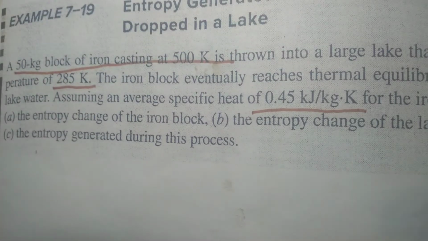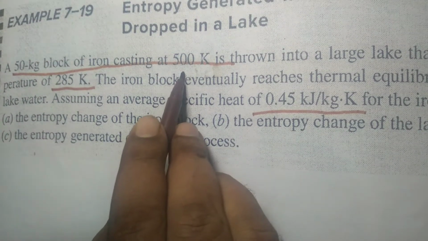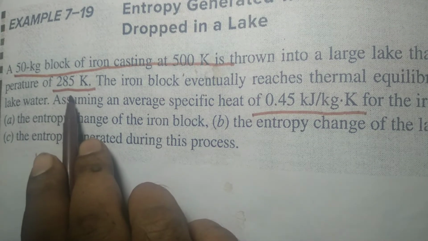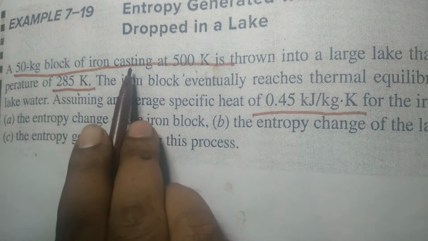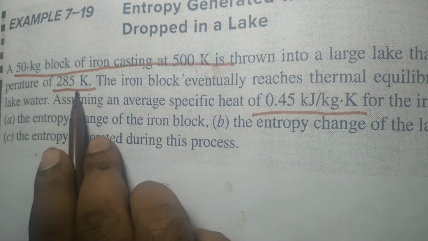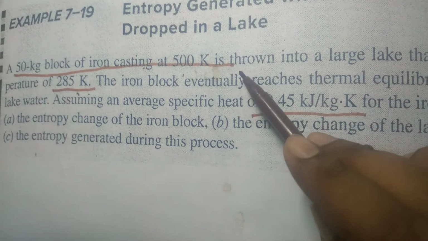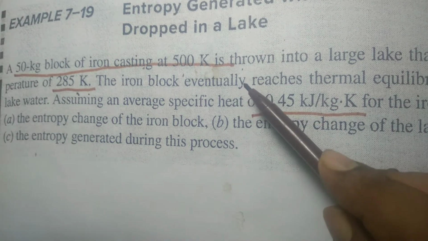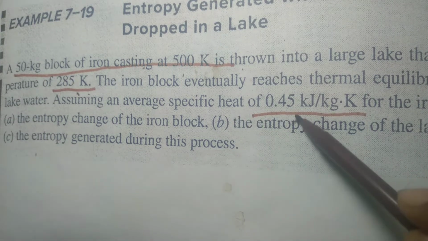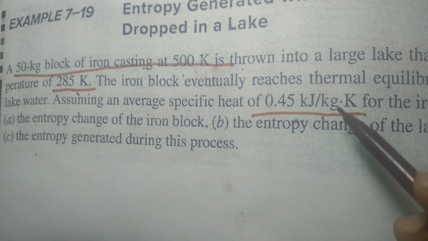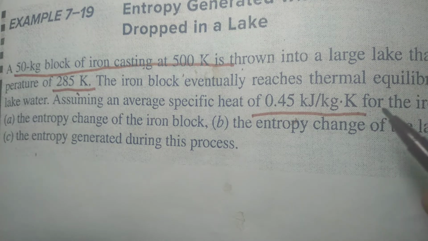So the iron block's temperature is 500 Kelvin, and it is thrown into a large lake whose temperature is at 285 Kelvin. Obviously heat will flow from the iron casting to the lake because the iron casting is at a higher temperature. But one important thing to know is that whenever heat flows from one body to another, one's temperature decreases and the temperature of the other body increases.